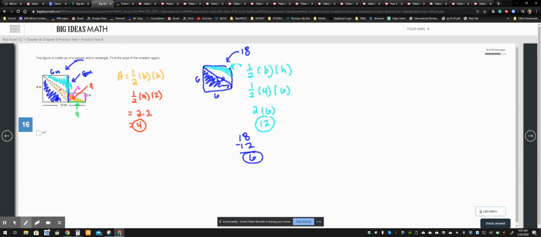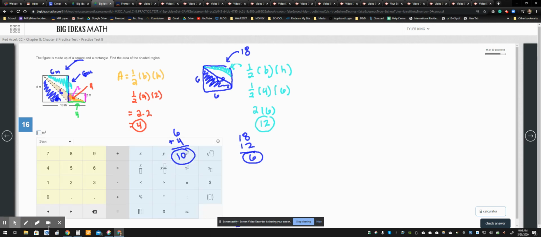Okay, so that means that this shaded piece in here is going to be 6, while this shaded piece in there is going to be 4. So we can take 6 and 4 and add them together to get 10. So we can say that the area of this in here is going to be 10.